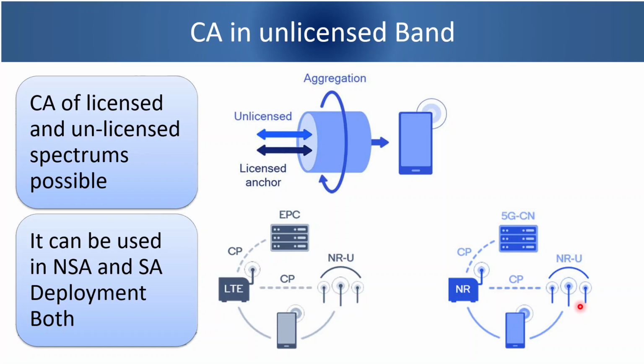In this example, we have a standalone network where we have 5G core and 5G radio, and the 5G radio is also deployed on unlicensed band. U is for unlicensed band, NRU. So there is a carrier aggregation of unlicensed band and licensed band. A mobile phone can use data from NRU as well as NR in parallel with carrier aggregation. This NRU is anchored to the NR, which is on licensed band.